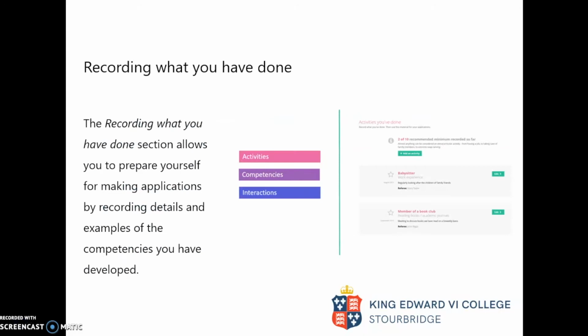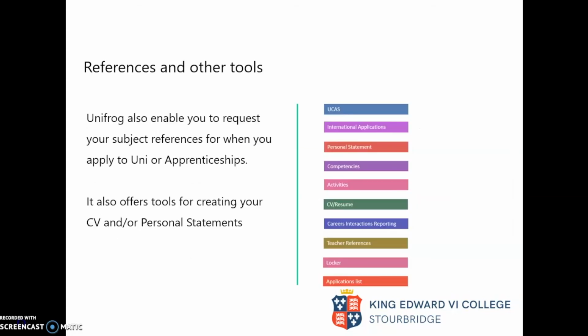The other sections include recording what you've done, and particularly this area allows you to keep a good record of exactly what activities you've done, what activities you've done that enable you to highlight the competencies, what evidence you have that you've actually developed those skills, as well as other interactions you may have had with various universities or jobs or work experience and so on. It's important to record them because when it comes to later in the year, when you're making applications to university or for jobs or for apprenticeships, these details will enable you to pull them together to make very strong applications.